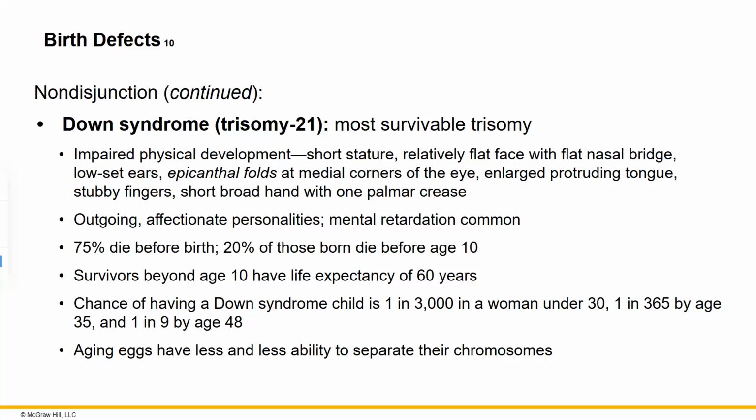About 75% die before birth. 20% of those born die before age 10. Survivors beyond age 10 have a life expectancy of 60 years. The chance of having a child with Down syndrome is 1 in 3,000 in a woman under 30, 1 in 365 by age 35, and 1 in 9 by age 48.